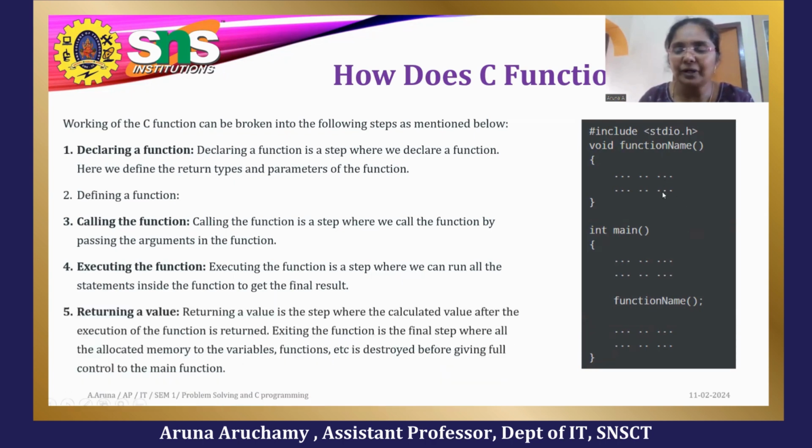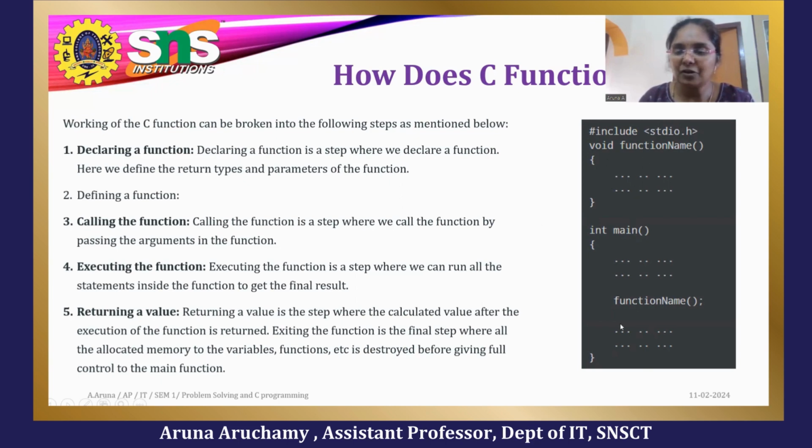The next thing is we have to return. A function, definitely, will return some value to the user. So that is the fifth part in our function, returning a value. Returning a value is a step where the value calculated after the execution of the function is returned. Exiting the function is the final step, where all the memory allocated to the variables of the function is destroyed before giving full control back to the main function. So whatever is local will be destroyed, because we defined it locally.